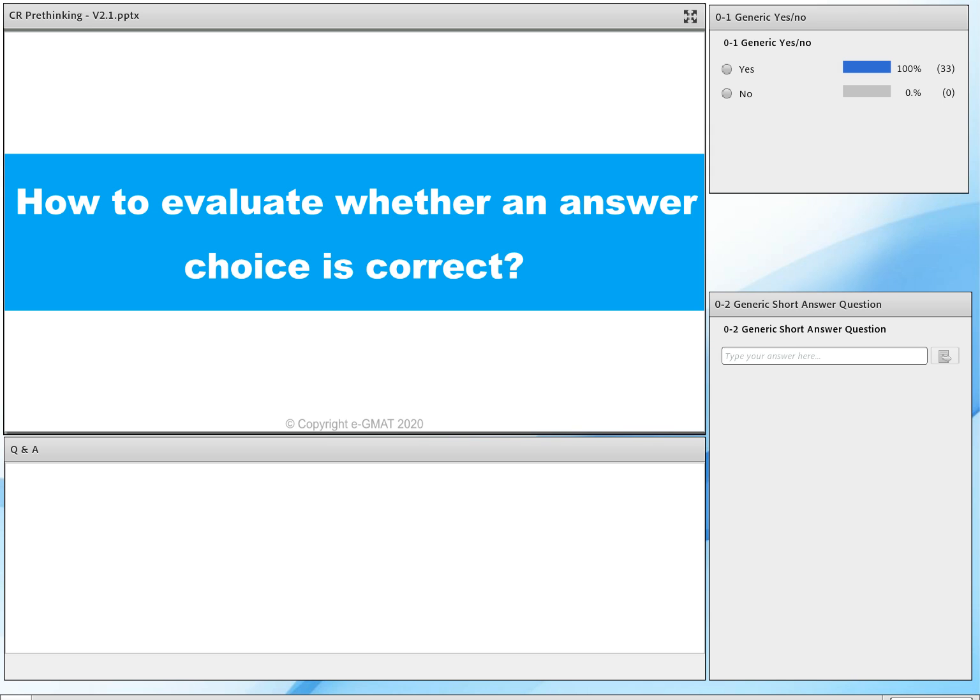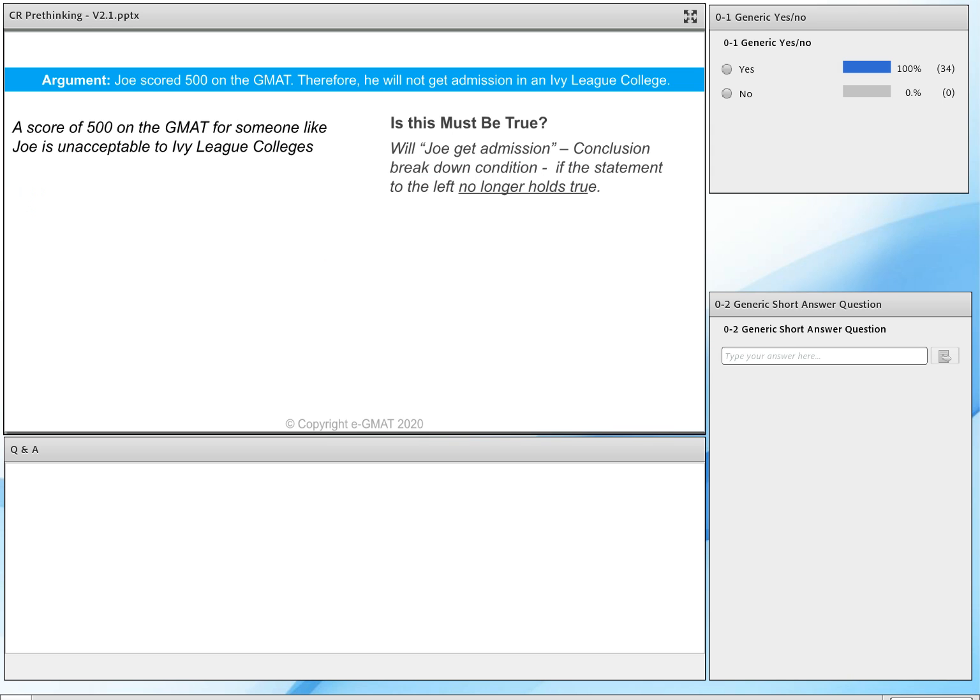So let's understand, how do we evaluate whether an answer choice is correct? Okay. So this is what we said is the correct answer choice. And so our goal is to evaluate, does it provide must be true information? I mean, we know it's the correct answer, but let's go through that formal process. Why? Because sometimes your assumptions won't be as slam dunk, and you'll be left with multiple options, and the same process will help you evaluate that. So we're going to evaluate this option, is this a must be true condition, which is that a score of 500 on the GMAT for someone like Joe is unacceptable to Ivy League colleges.